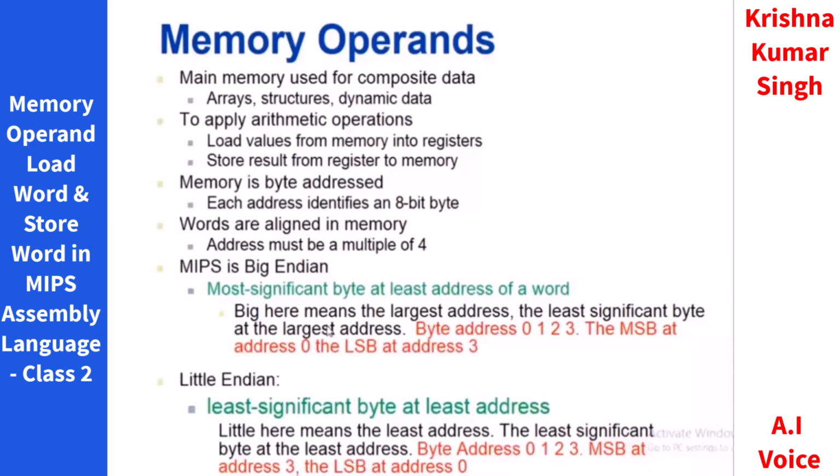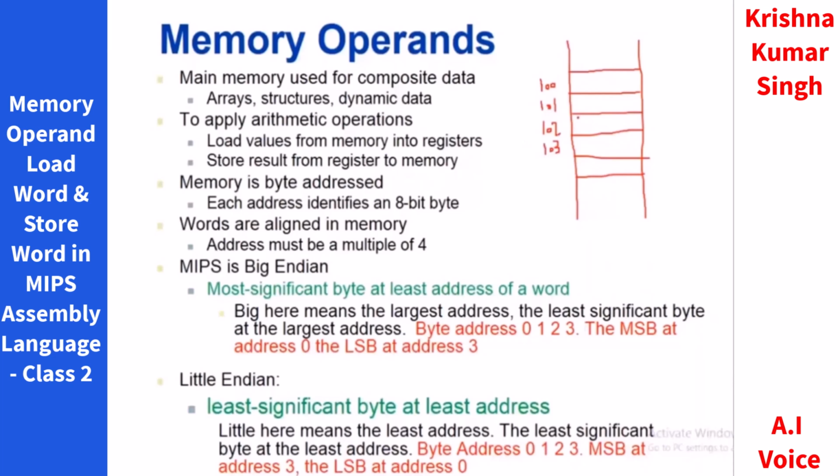In a computer, each memory location can hold 1 byte, and each location has its own unique address. Let me draw something. So I assume that this is the memory, and you can see 1 byte in each location. Each of the registers in MIPS can hold 32-bit data. So when you want to store the content of one register into memory, you need 4 memory locations.